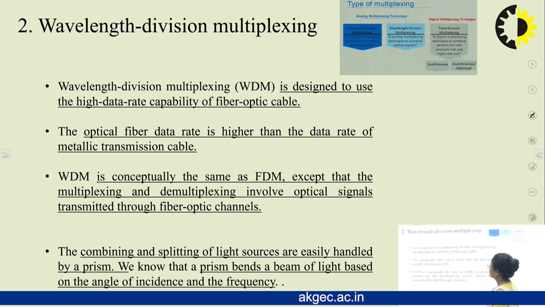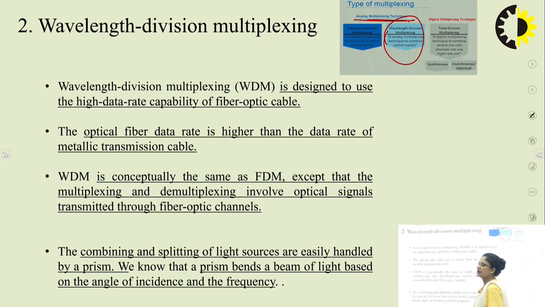Now let us come to the second multiplexing method, which we also call wave division multiplexing. Wave division multiplexing also uses an analog multiplexing technique, but there is a difference. It is basically used for optical fiber communication, or it is designed for cables which use optical fibers, where the data rate capability is comparatively much higher.